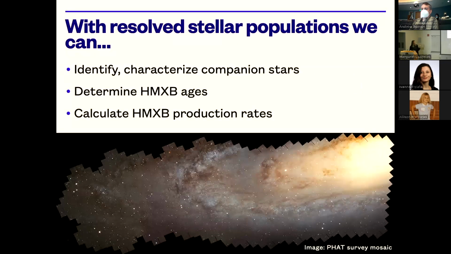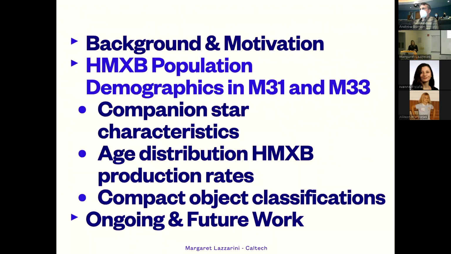So again, to reiterate, with these resolved stellar populations, we can actually identify and characterize the companion star to the accreting black hole or neutron star. And then we can use information from the nearby stars to determine the ages of the systems or the overall age distribution for the population, and then calculate the HMXB production rates.